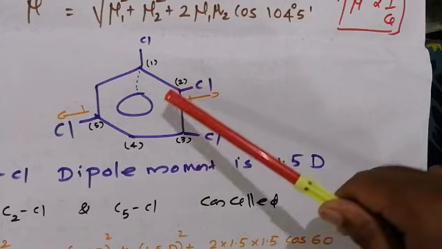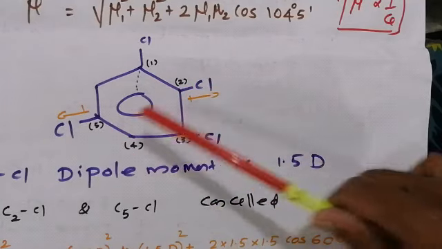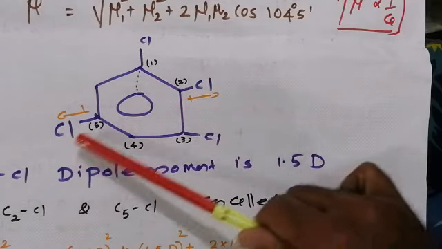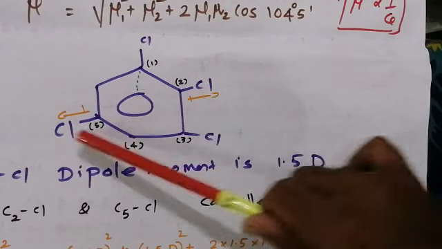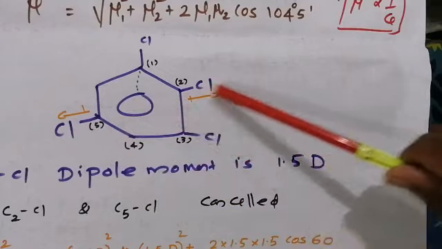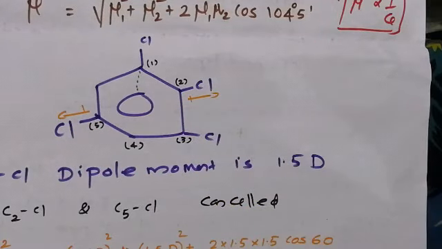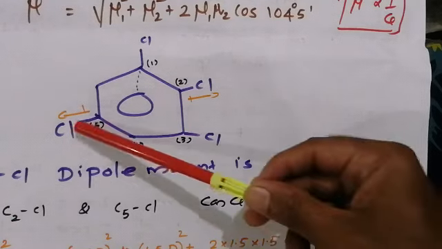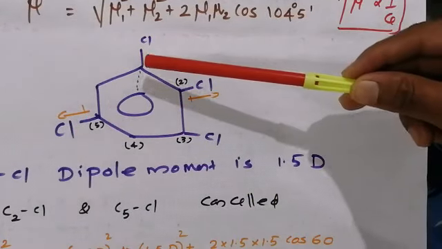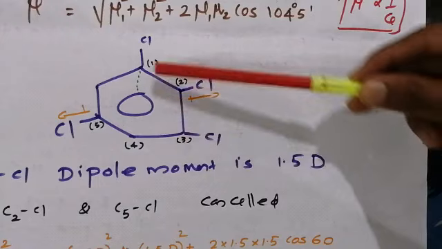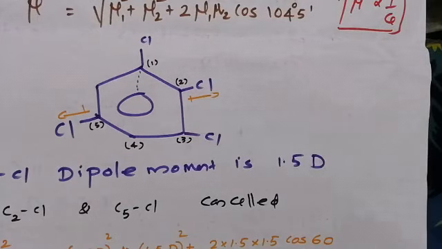Have you noticed that the C2-Cl and C5-Cl bonds are at an angle of 180 degrees, and their directions are opposite, just like two parties in a tug of war? Therefore, the dipole moments of these two bonds cancel. Now we want to calculate the dipole moment of the other two bonds. For that, you can apply this equation.